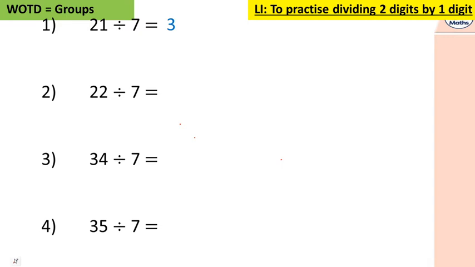Then if we're looking at 22 divided by 7, if you get 3 whole groups of 7, when you divide 21 by 7, and now you've only got 1 more, it's only possible that you're going to get 3 groups, because you haven't got 1 more group of 7, because that would be 28. So you're going to have 3 groups with 1 left over.